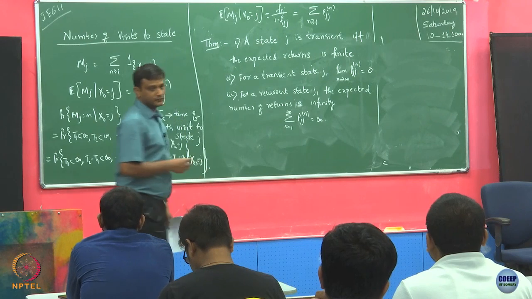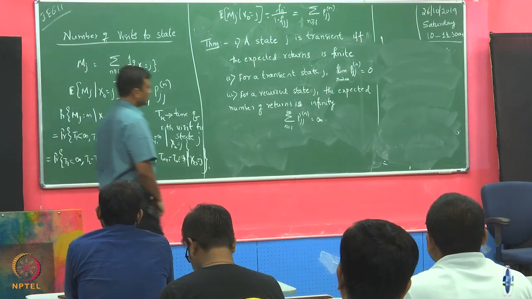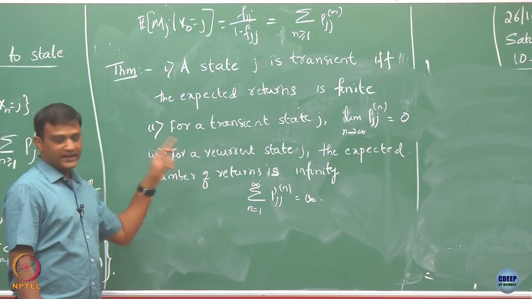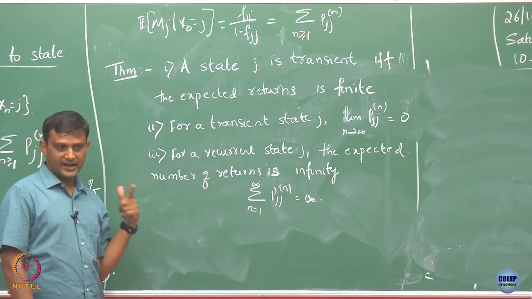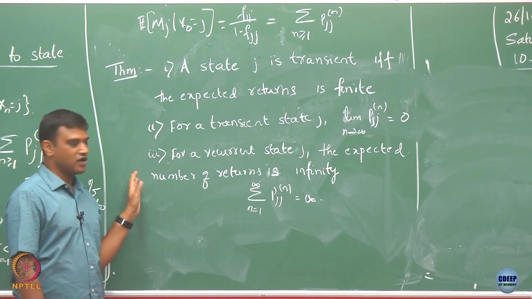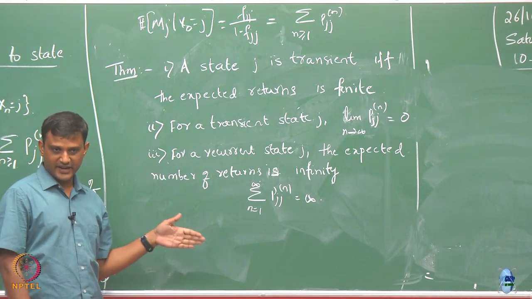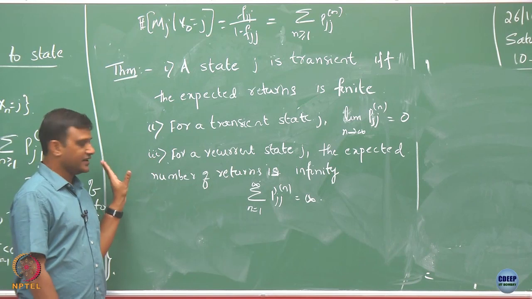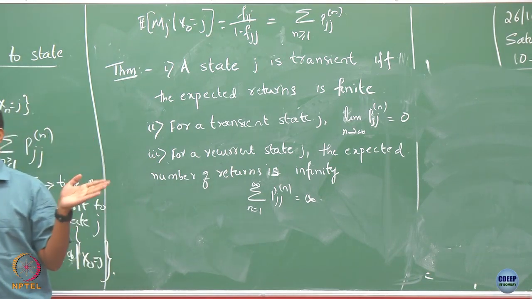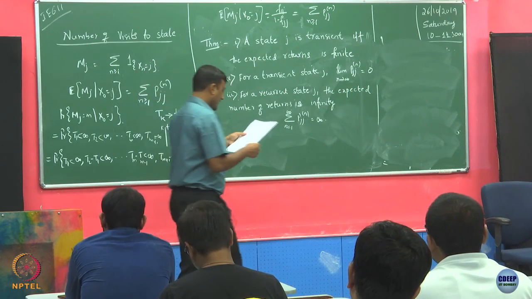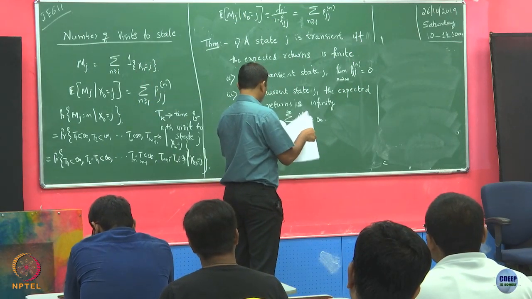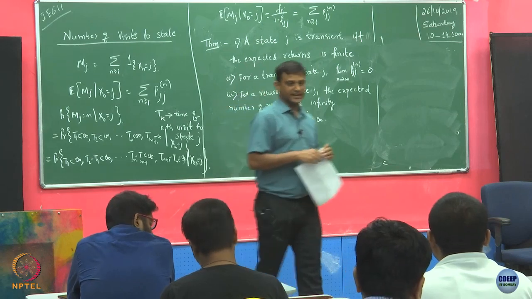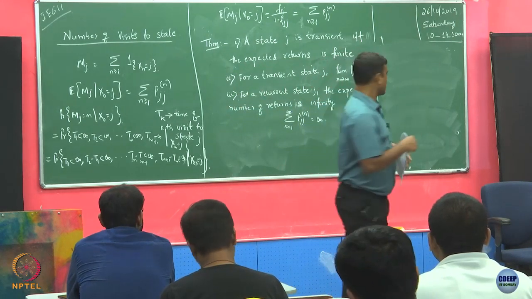Okay, now what about the recurrent state? For the recurrent state, we know that a recurrent state is further classified into null recurrent and positive recurrent. From here, we have not given any condition. We just know that when the sum is going to be infinite, the state is going to be recurrent. But what about when it is going to be null recurrent or positive recurrent? For that, I am just going to state a result which we will take as granted. We will prove that result a bit later, okay.